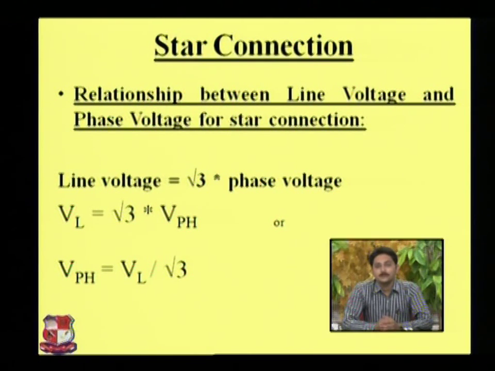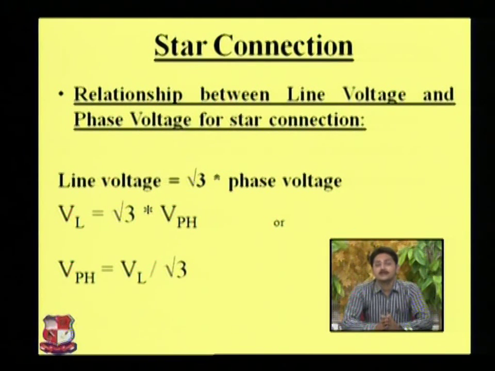In a star connection, any given voltage is by default considered as the line voltage. So here the relationship between the line voltage and the phase voltage is that the line voltage is √3 times greater than the phase voltage. So now line voltage is VL and phase voltage is VPH. So we get VL equals √3 times VPH, and obviously the same thing for VPH, that is VPH equals 1 by √3 into VL, or VPH equals VL by √3. So this is the relationship between the line voltage and the phase voltage.